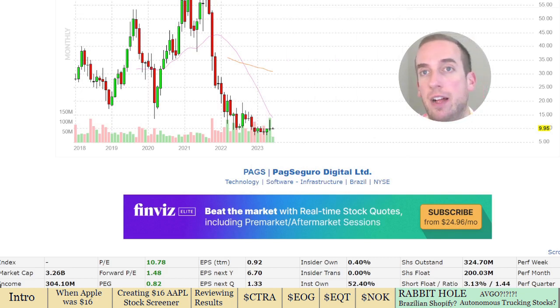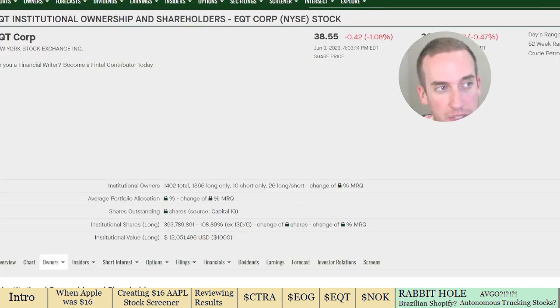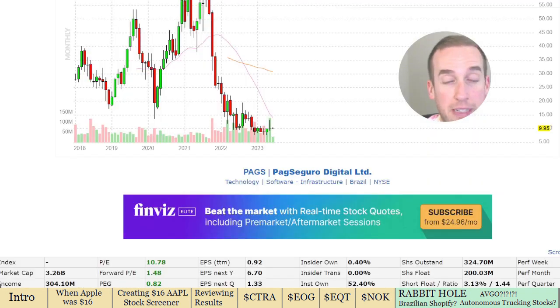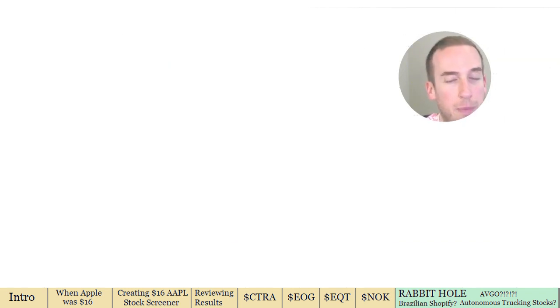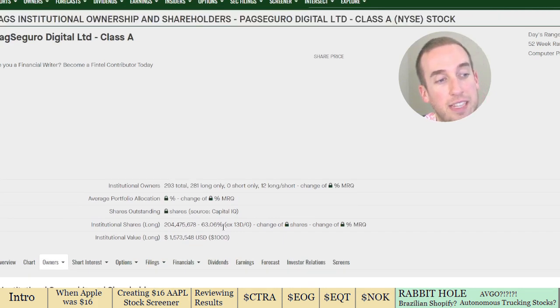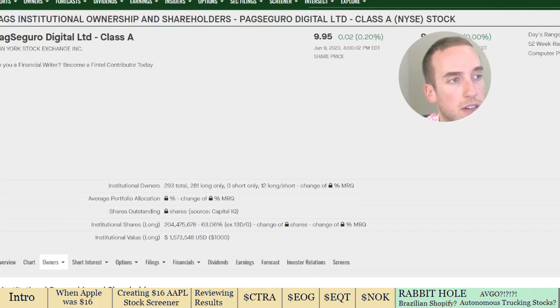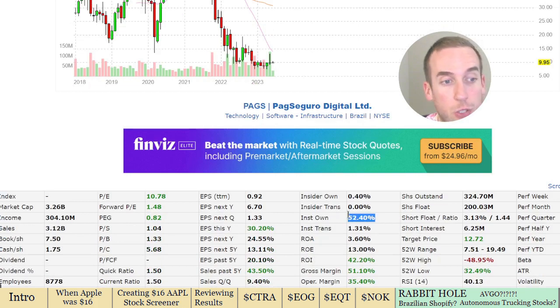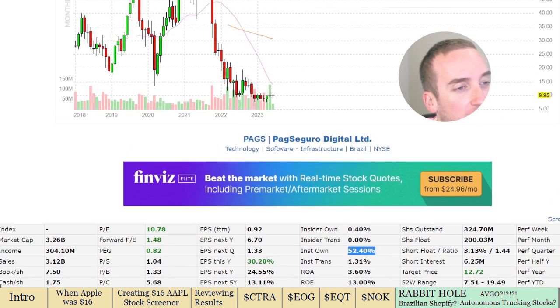This reminds me of Square or Block, you know, how you can swipe your card at little merchants. So I want to see institutions buying here. Please. I mean, they have to be buying here. This looks so attractive. Why would they not be buying here? It says they own 63%. New data, old data shows 52%. Dude, this is crazy.